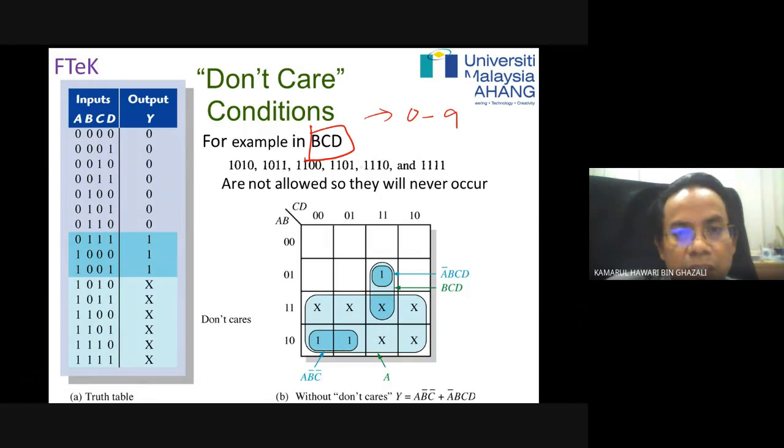So kita plot lah. Tadi kita dah belajar tadi. Plotkan. Don't care ni letak. So kalau kita without don't care, kita akan dapat macam ni. With don't care, kita akan dapat lebih simplified kan. A plus BCD. So that's why we have to, of course, the don't care, it can be either 0 or 1, but for the next step of solution, you have to choose either 0 or 1. Perhaps that the final Boolean expression is simplified. So in this case, kita pilih 1 lah, then we get the simplified expression.